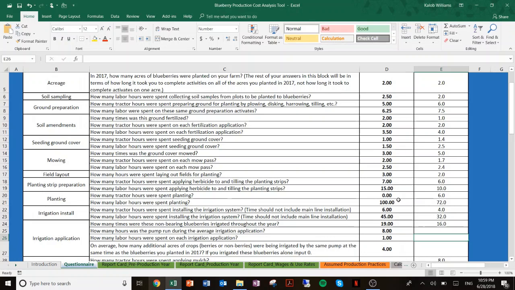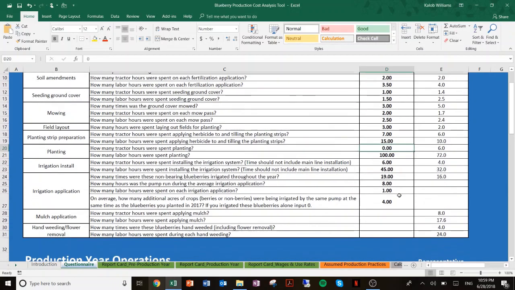The first is what to do if you need to enter a value of 0, or if this doesn't apply to you. So for example, with planting, it asks how many tractor hours were spent planting. If you planted everything by hand, didn't use any tractors or any machinery for it at all, enter a 0. Don't leave anything blank, because the calculations require numbers to work with.